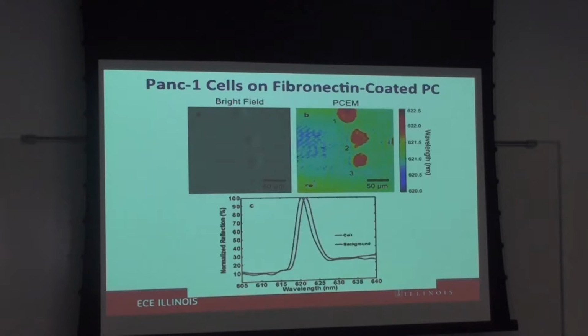And so this image here of some pancreatic cancer cells is what they would ordinarily look like in a bright field microscope image. In a photonic crystal microscope image, the contrast bar represents wavelengths of maximum reflection. So for example, in a place where there is no cell, which I call the background, there would be a lower wavelength. A place where there is a cell will have a higher reflected wavelength.